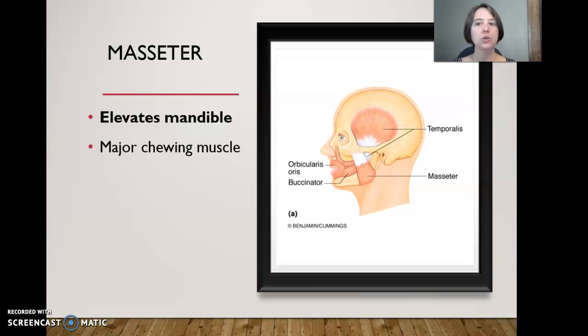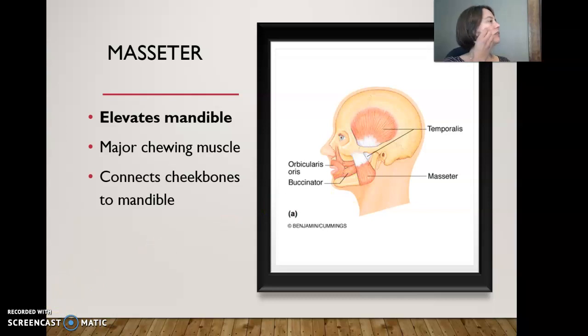It's a major chewing muscle, and it connects your cheekbones, or your zygomaticus, to the mandible. So this one you can find, it's this big meaty part below, so find your cheekbone, and then it's this big meaty part between your cheekbone and your mandible. A lot of times there's tension in that one as well, so you may feel that.